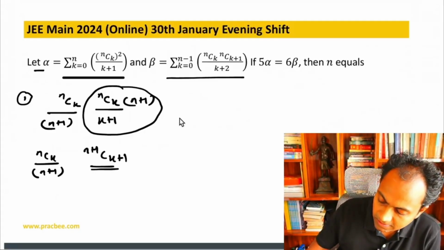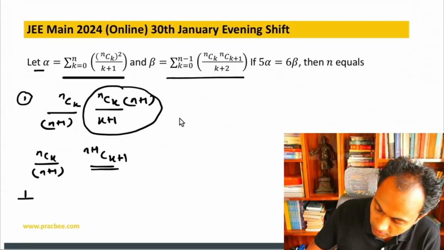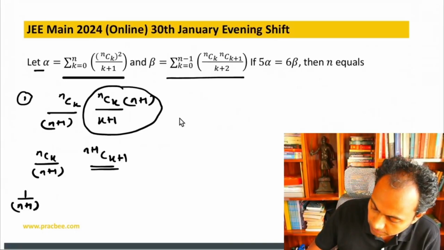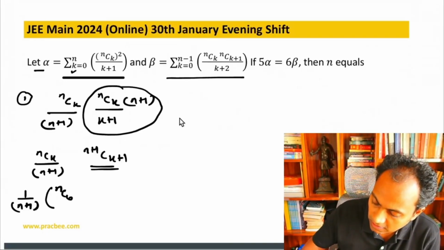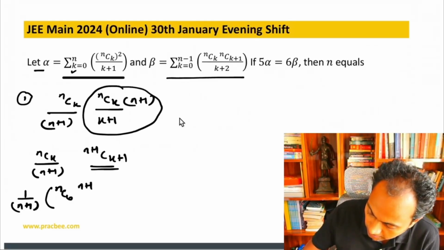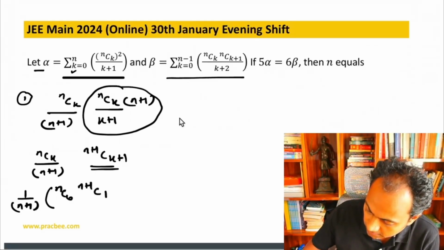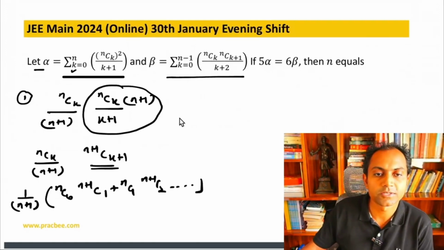Because in the next step now we are going to rewrite the series. So 1 upon n plus 1 will come out. And what we have got is nC0, because the series starts with k equal to 0, n plus 1 C1, plus nC1 n plus 1 C2, so on and so forth. This is what is given to us.